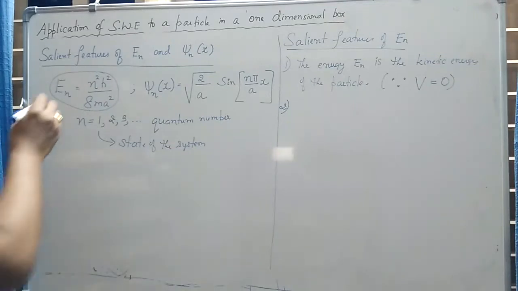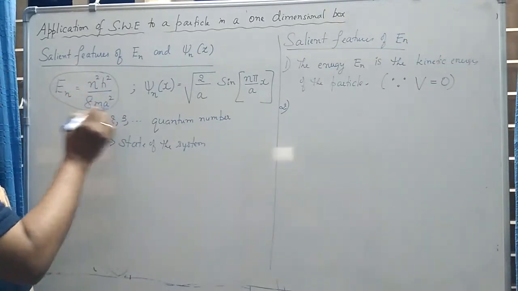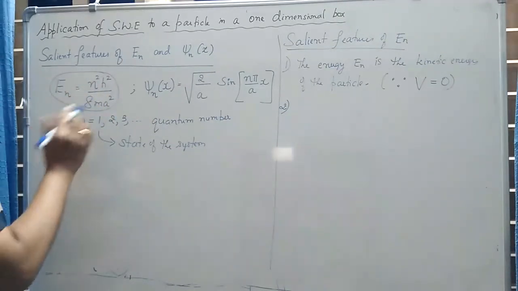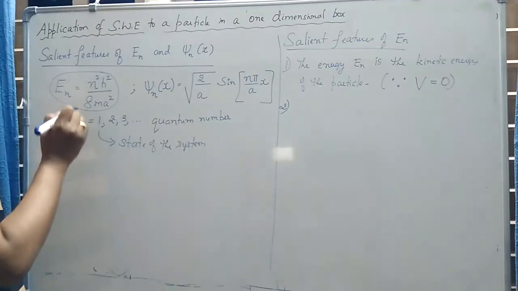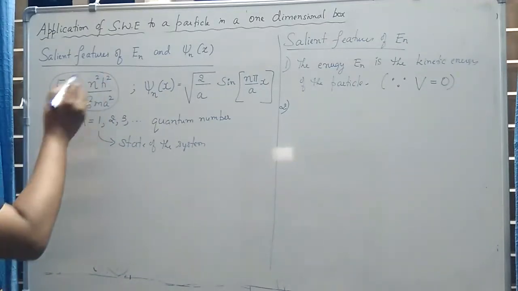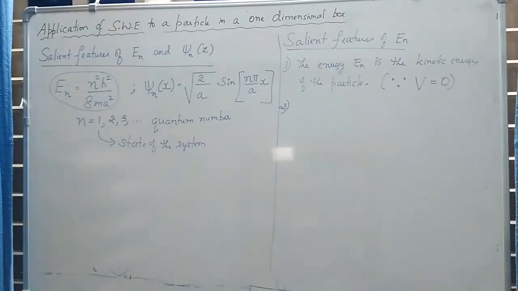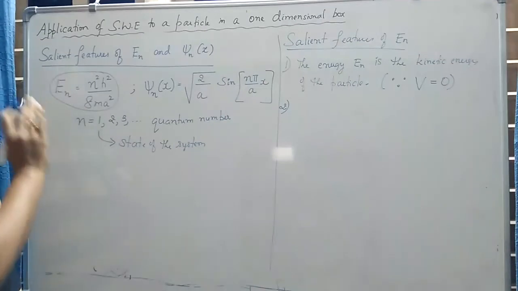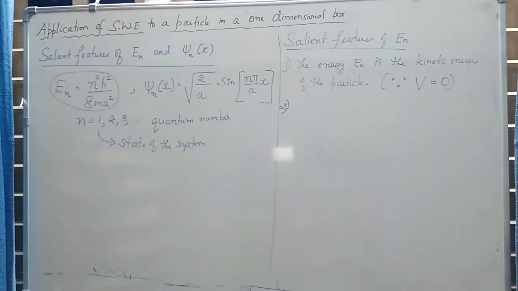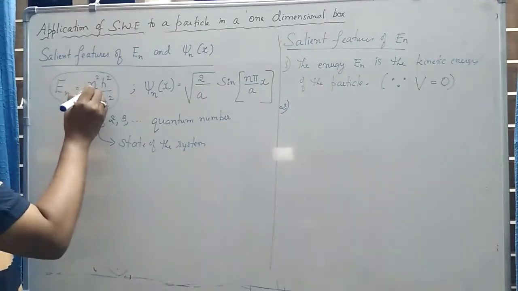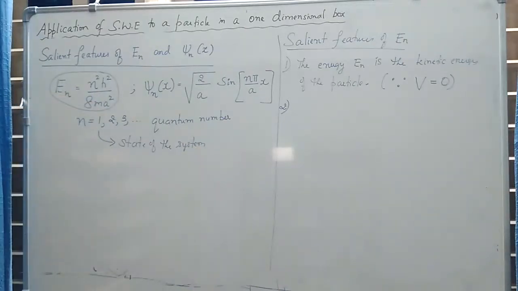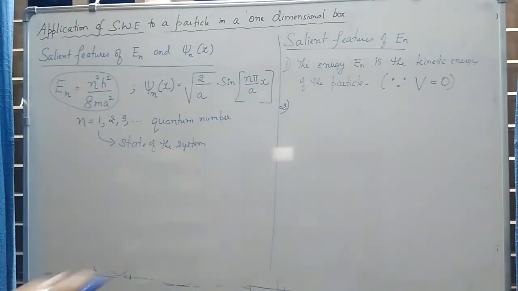So the energy depends on n, m and a, but it does not depend on x, that is the position of the particle. If you look at the RHS of this equation, it does not contain the term x, the position of the particle. So the energy of the particle remains constant for a given value of n, m and a. It does not depend on the position of the particle.